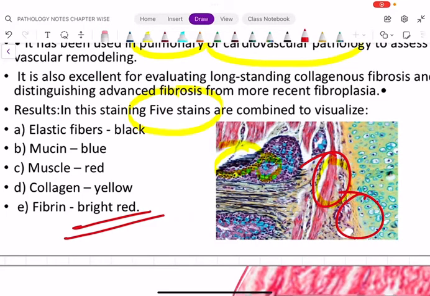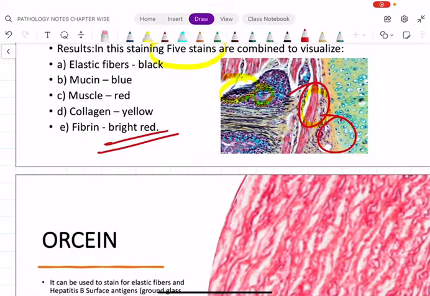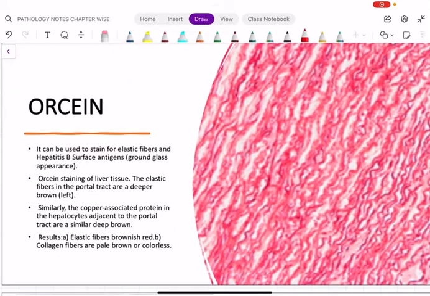This is one of my most favorite stains. Why? Because the picture looks so beautiful. That is the reason. Fine. Once that is done, we go to the next stain that is called Orcein.